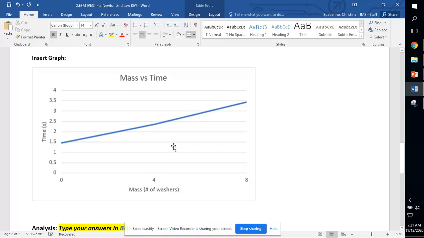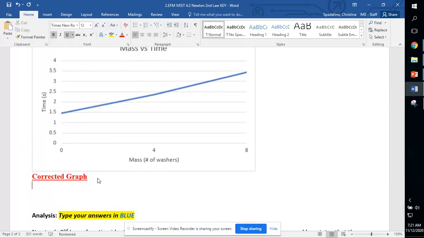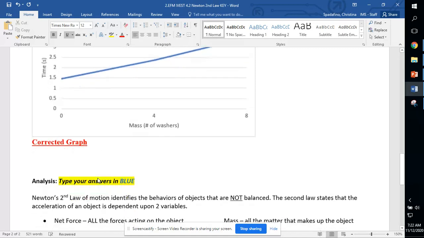Now, if you have the incorrect graph or you are missing labels or a title, you need to redo the graph. You are not just going to put a line through it and write the title, I want a new graph. So anything that's wrong here, please keep this here and then add your corrected graph. Please use a different color so it stands out. And then you will insert it here. And watch your spacing.